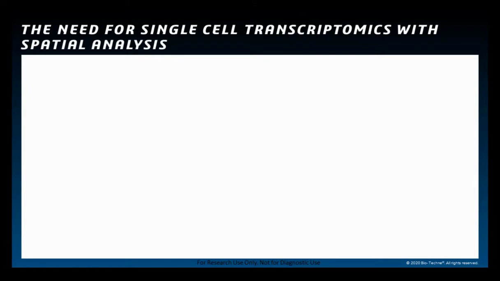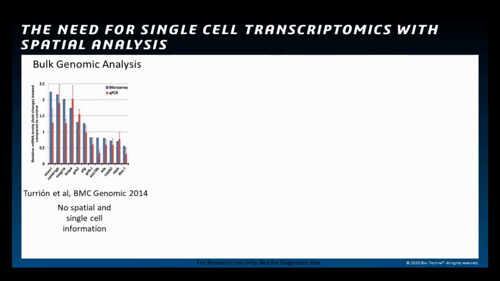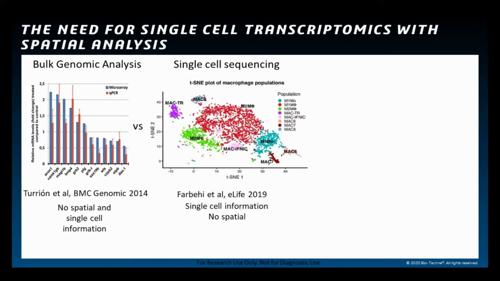To begin, I would like to first talk about the importance of single-cell transcriptomics with spatial analysis. Previous attempts at detecting RNAs have relied heavily on traditional bulk genomic analysis tools, such as qPCR or microarrays. Although these methods deliver bulk expression levels, they do not provide detailed spatial information, nor gene expression at the subcellular level. Similarly, single-cell sequencing methods could offer single-cell resolution, but still lack the important spatial resolution that researchers need to understand gene localization.